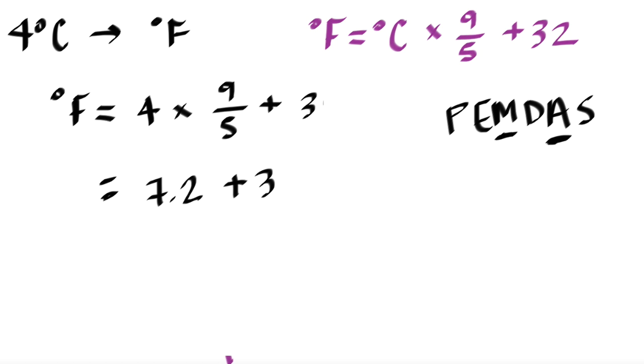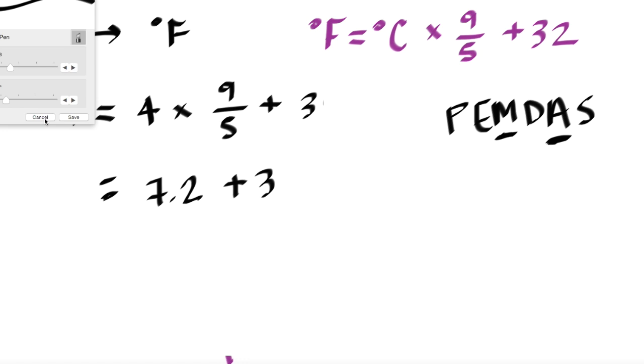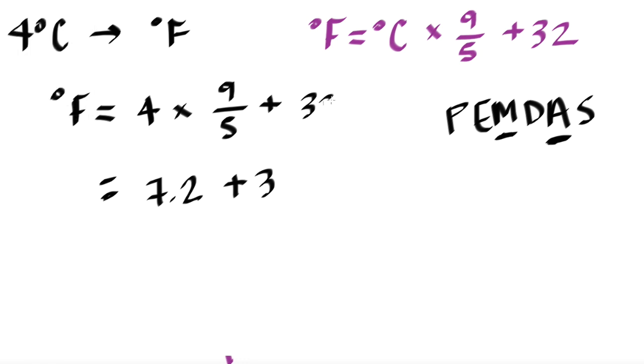That should say 32. Let me get my pen back. Come on. There we go. No. Cancel. 32. Good thing I called that, or we'd have had some wrong answers. All right, so now we want to do 7.2 plus 32. 7.2 plus 32, and you get 39.2.